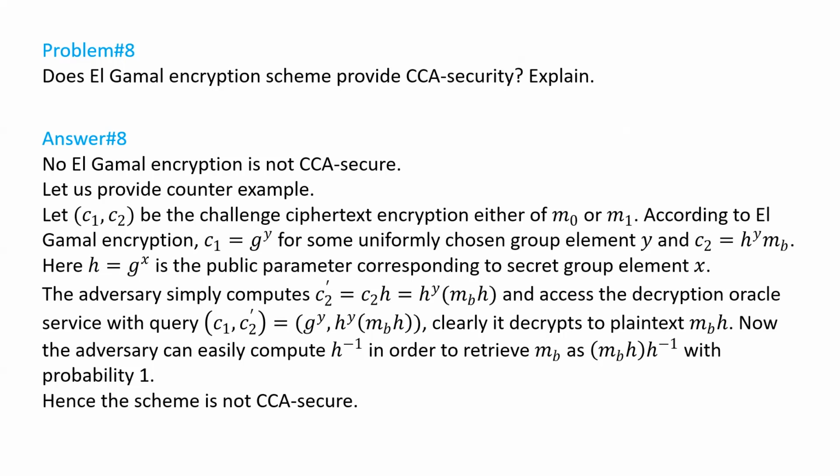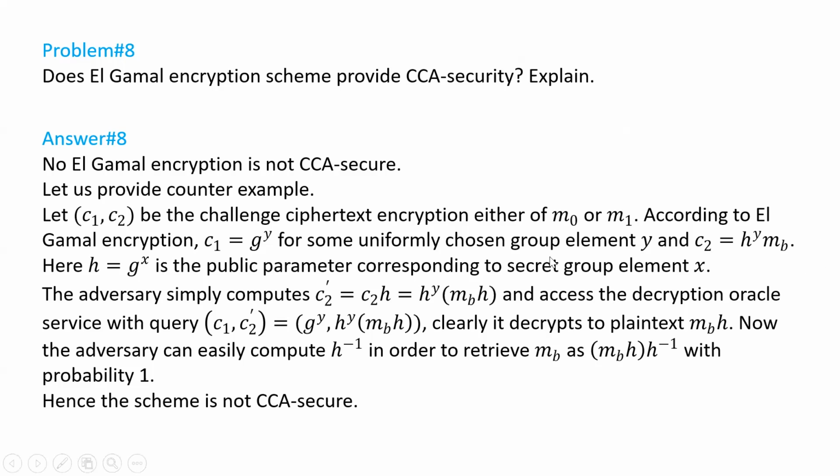Now, according to ElGamal encryption, C1 is equal to G to the power Y for some uniformly chosen group element Y, right? And C2 is of the form H to the power Y times MB. Here, H is equal to G to the power X, the public parameter corresponding to the secret group element X. That is also okay. Now the adversary simply computes C2 dash equal to C2 times H.